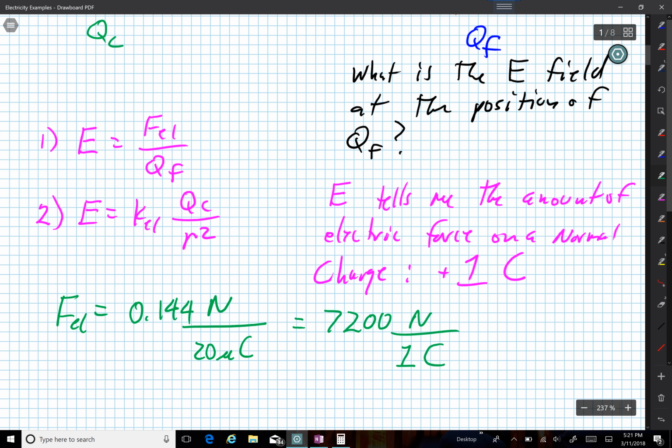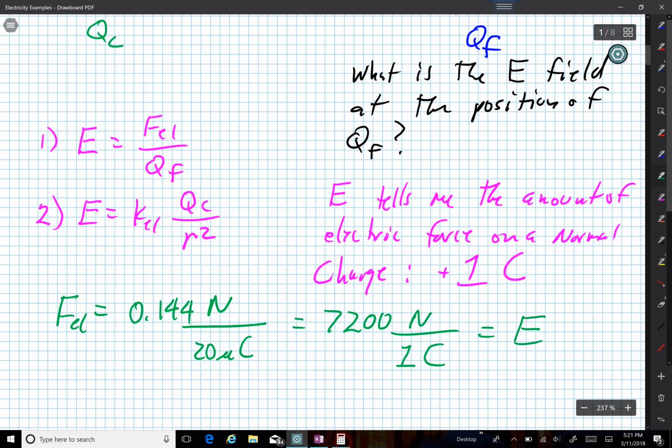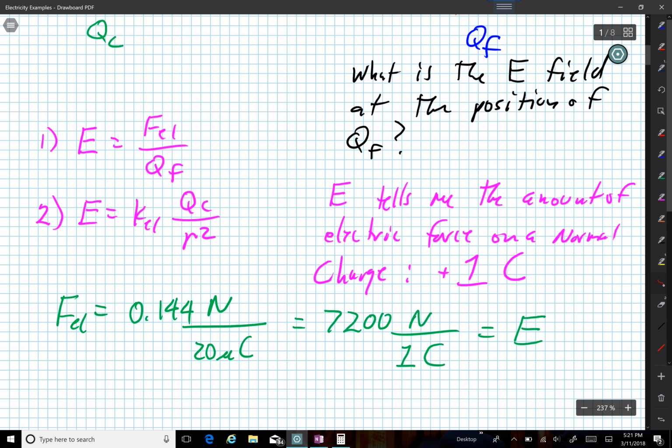I don't normally show it, but I could show a 1 coulomb in the denominator. Well, now I've got 7,200 newtons per 1 coulomb. Well, that's electric field. That's equation 1. Take the force electric and divide by the charge that that force is acting on, and I have the correct units for electric field.